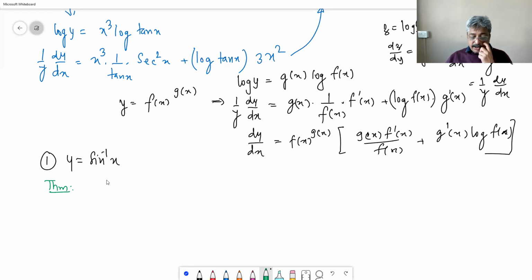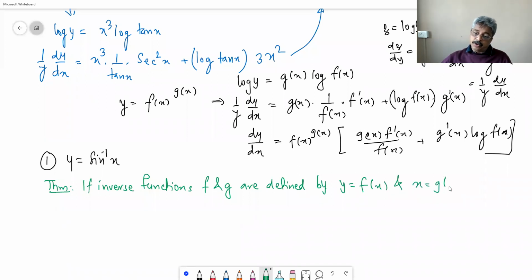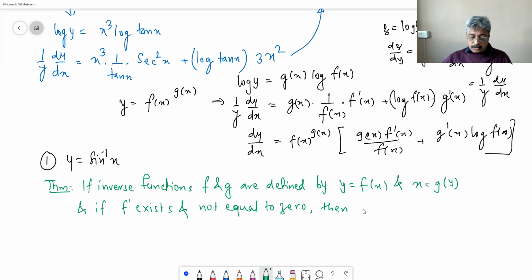If inverse functions f and g are defined by y is equal to f of x and x is equal to g of y, and if f dash exists and is not equal to 0, then g dash of y exists and g dash of y is equal to 1 upon f dash of x.